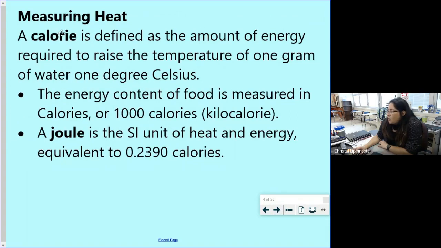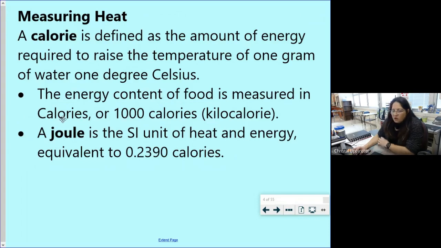We can measure the energy that's in bonds through something called calories, and you'll see this on your food. The energy content of food is measured in calories. There's 1,000 calories with a little c in a Calorie with a big C. So calorie with a little c, there's 1,000 of those in a Calorie with a big C.